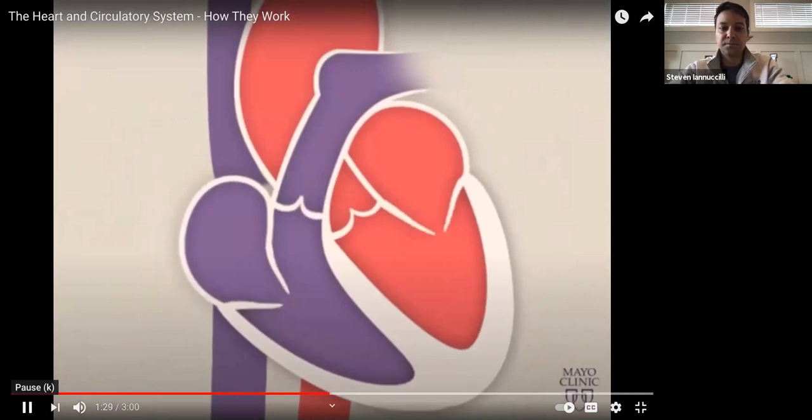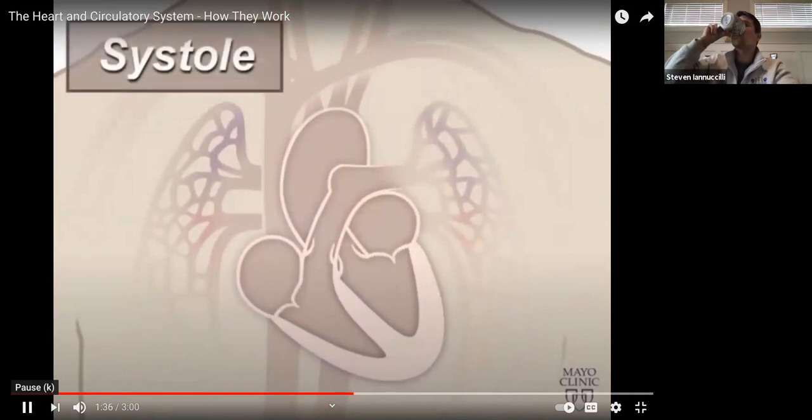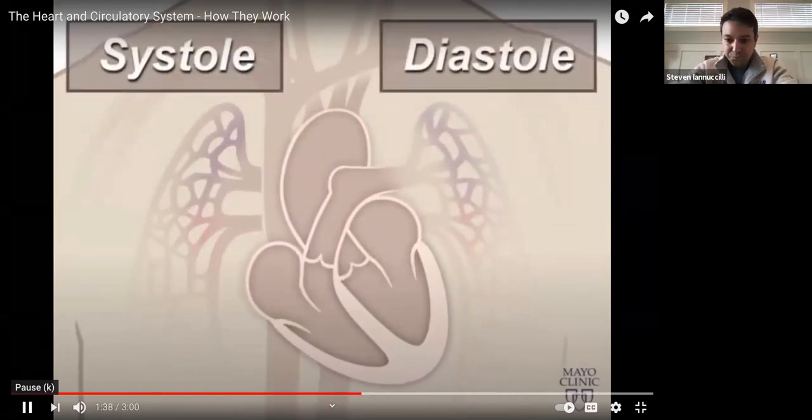Or about once every second. A beating heart contracts and relaxes. Contraction is called systole, and relaxing is called diastole.